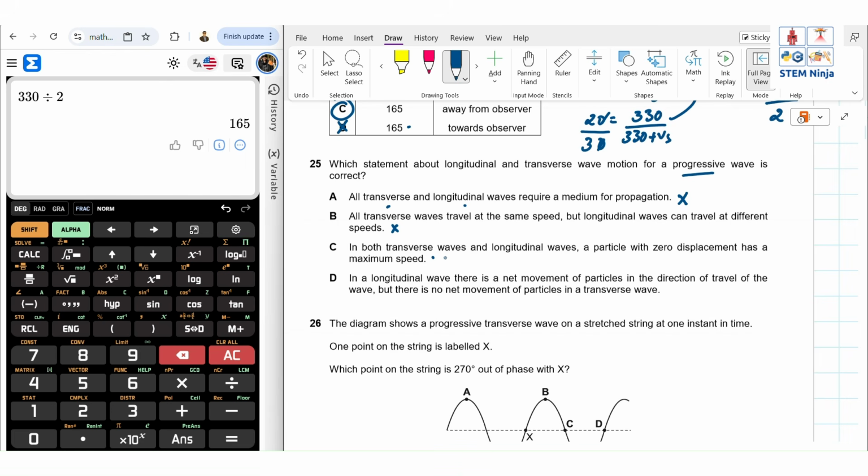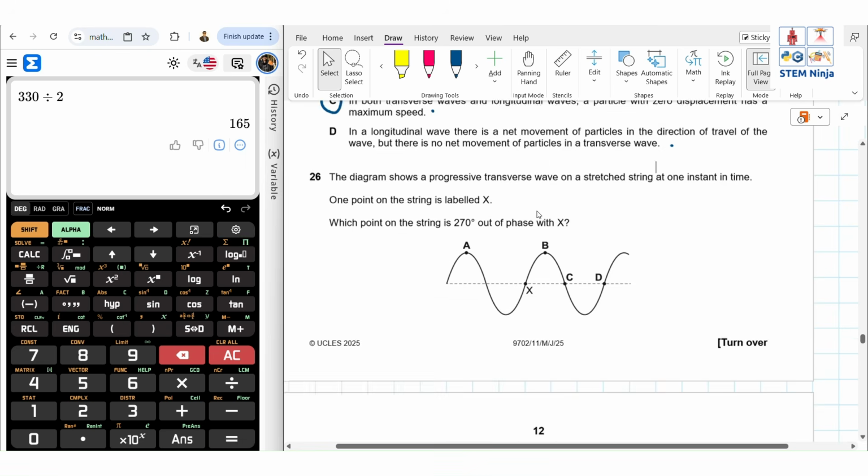Because for a particle with zero displacement, its rate of change will be maximum. So this is the correct one. In a longitudinal wave, there is a net movement of particles in the direction of travel of the wave, but there is no net movement of particles in the transverse wave. This is stationary, so obviously that's not progressive.